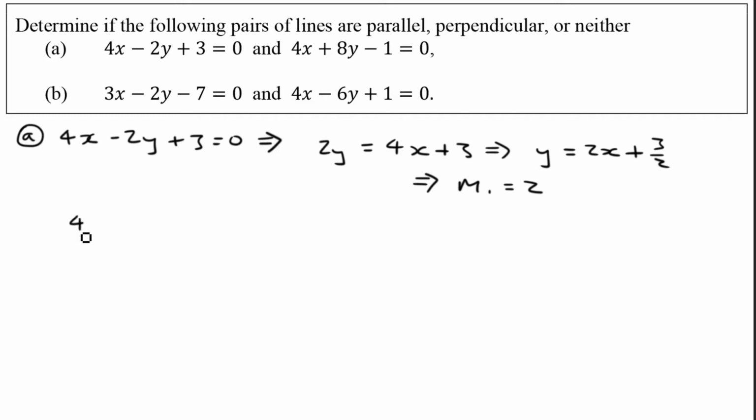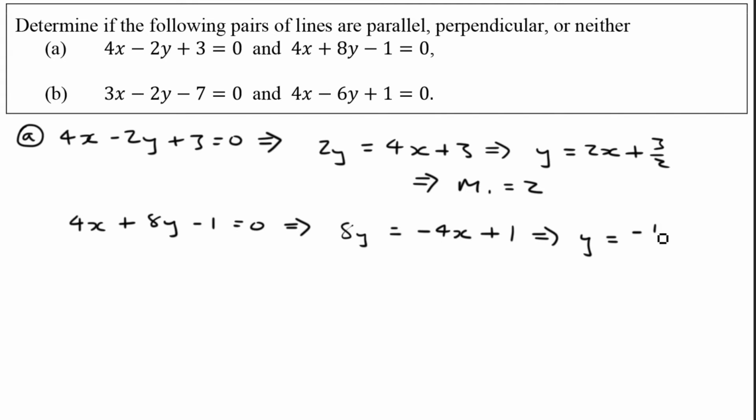For the other line, we've got 4x plus 8y minus 1 is 0. So let's leave the 8y there, but we'll subtract the 4x rather, I apologise, and we'll add 1 to both sides. Now we'll divide through by 8. Negative 4 divided by 8 is negative a half. 1 divided by 8 is 1 over 8. That means, therefore, that our second gradient in this case is negative a half.